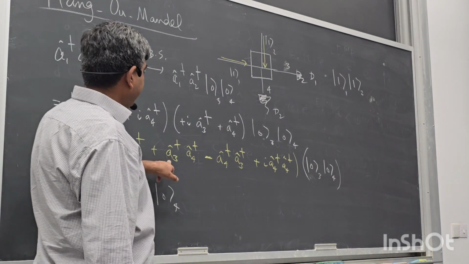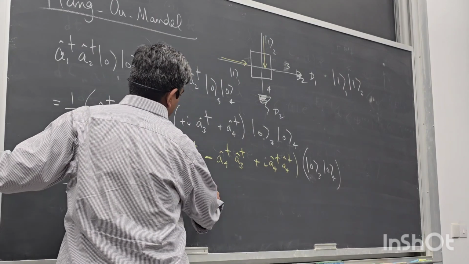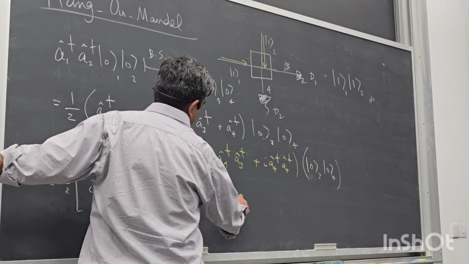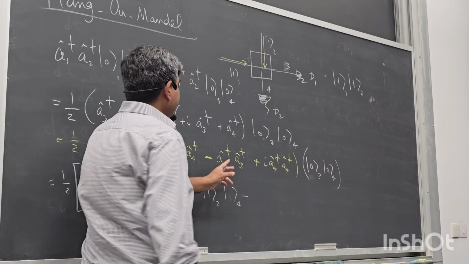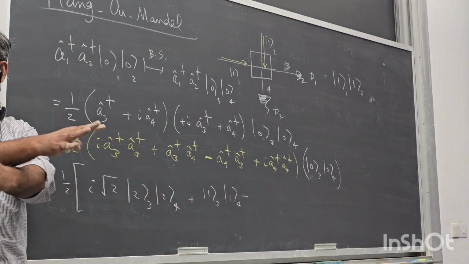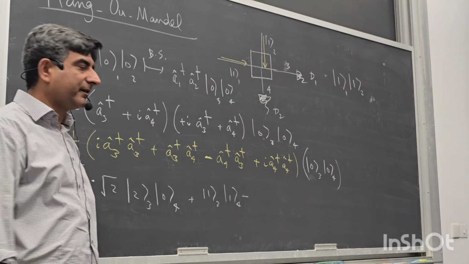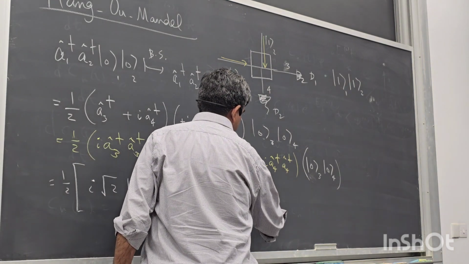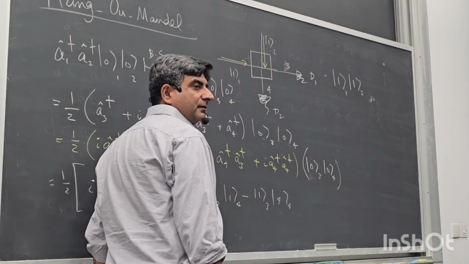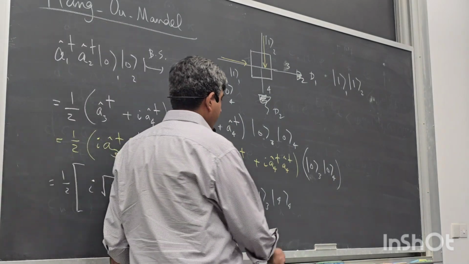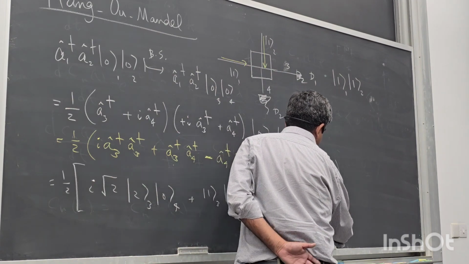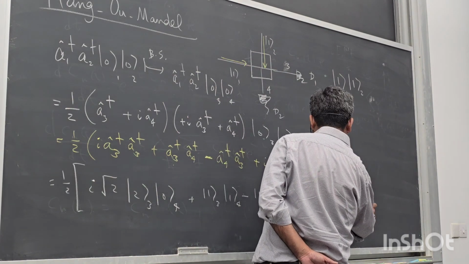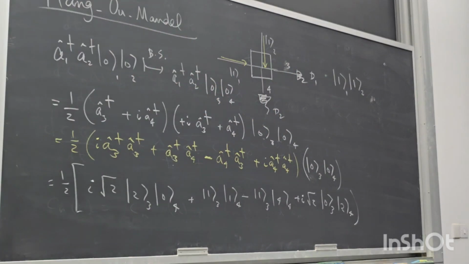Now this creates ket 1, ket 1: 1 photon in mode 3, 1 photon in mode 4. Minus. Now A4 dagger and A3 dagger commute because they act on different modes. Order doesn't matter. So this also gives me, correct? Plus iota under root 2 ket 0, ket 2.